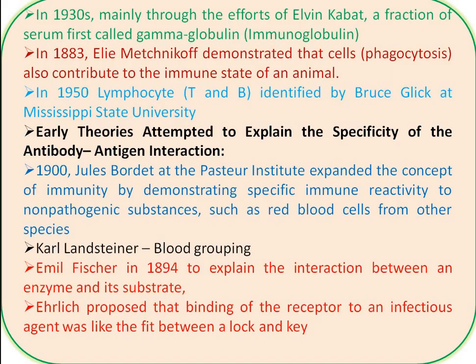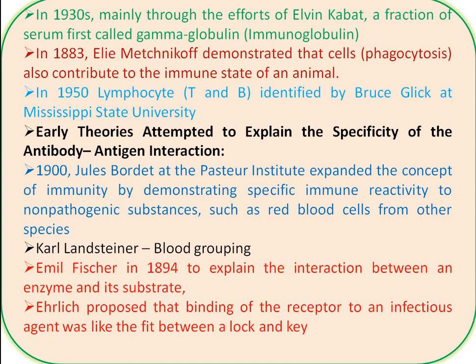Then in the 1930s, mainly through the efforts of Elvin Kabat, a fraction of serum was called gamma globulin. In 1883, Metchnikoff demonstrated that cellular phagocytosis also contributes to the immune state of an animal. In 1950, T and B lymphocytes were identified by Bruce Glick at Mississippi State University.